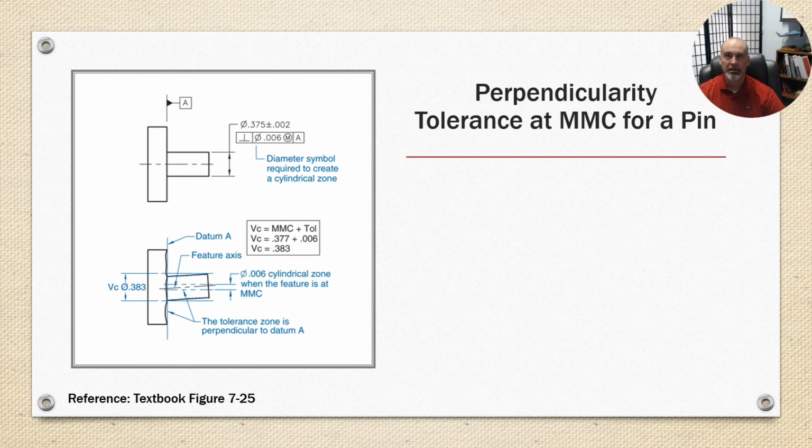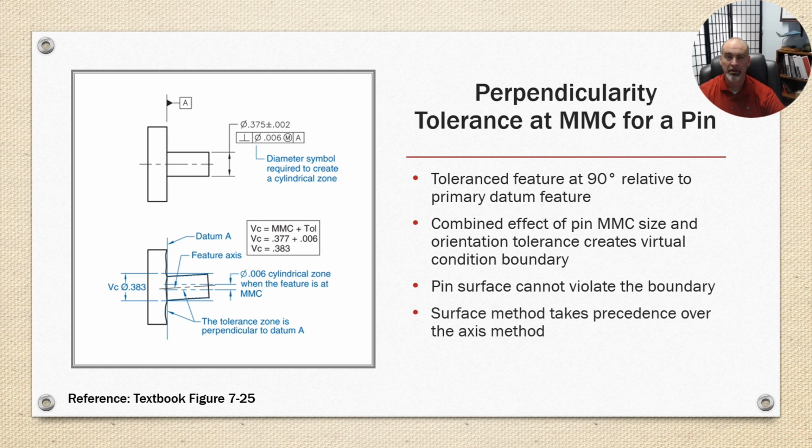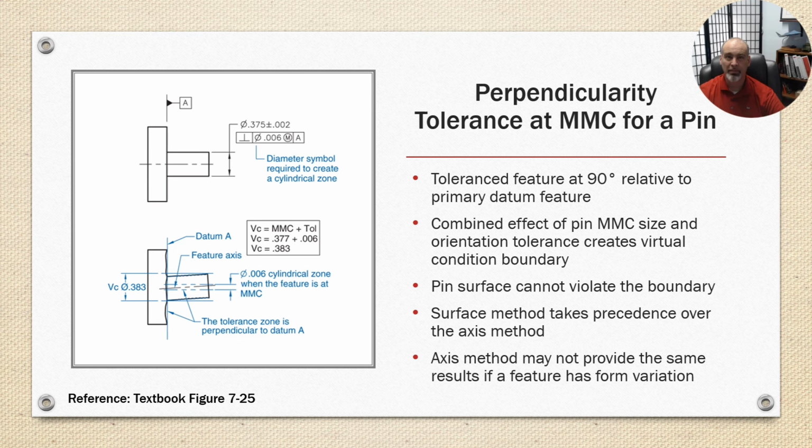Perpendicularity tolerance at MMC for a pin. The tolerance feature at 90 degrees relative to the datum, the primary datum feature, and the combined effect of pin maximum material condition, size, and orientation tolerance creates a virtual condition boundary. The pin surface cannot violate the boundary. And the surface method takes precedence over the axis method. The axis method may not provide the same results if a feature has a form variation.